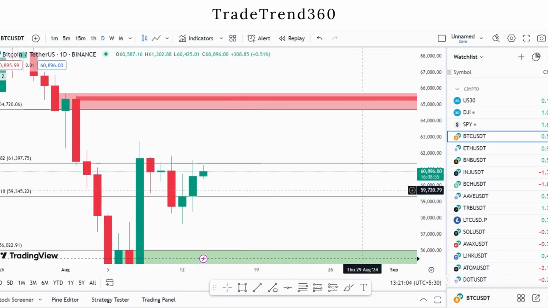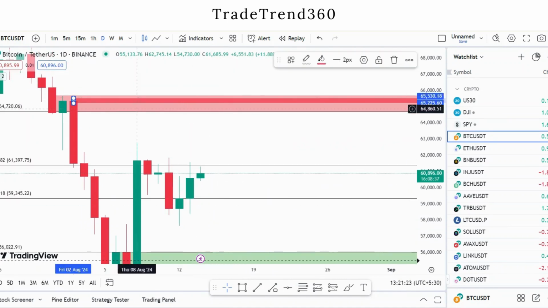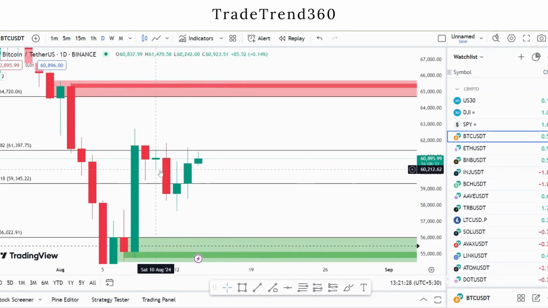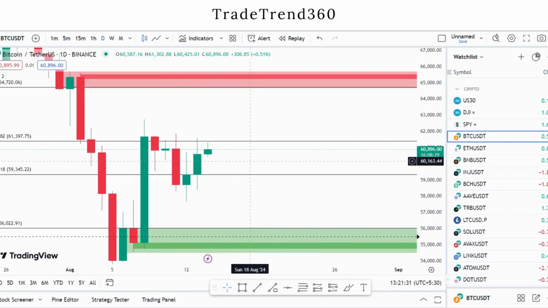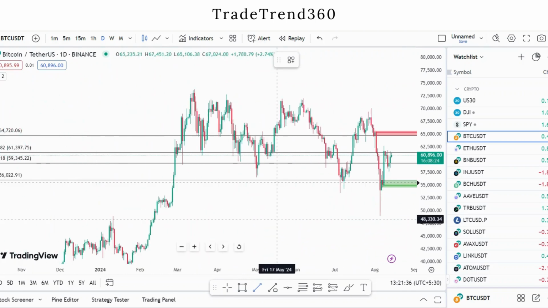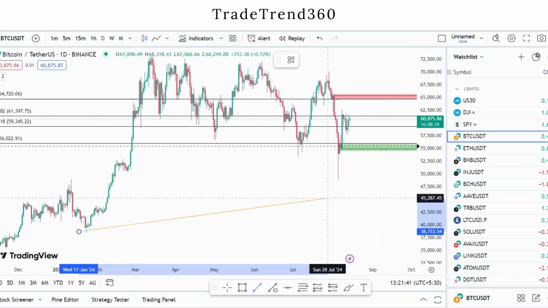Right now the price of Bitcoin is 60,896, and today is the 13th or 14th of August, right? So this is the demand zone that I have marked, and this red one is the supply zone. Right now, as we can see, the market is in a sideways phase. And since this is kind of a trend line, if you look at this correctly, there is a trend line that is coming from here and going here, right?